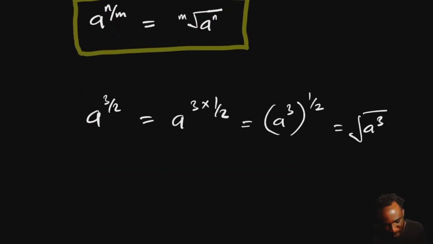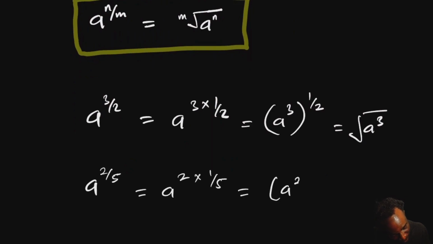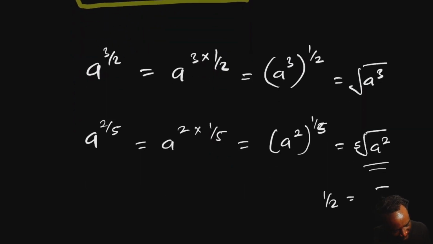And in case we have something like a raised to the power, let's say, 2 over 5, we can do the same thing. We expand, we write 2 times 1 over 5. We expand again, we write a raised to the power 2, and then 1 over 5. And then we can write the fifth root. So this is the fifth root of a raised to the power 2. That's the final answer. So if you have 1 over 2, that's the square root.